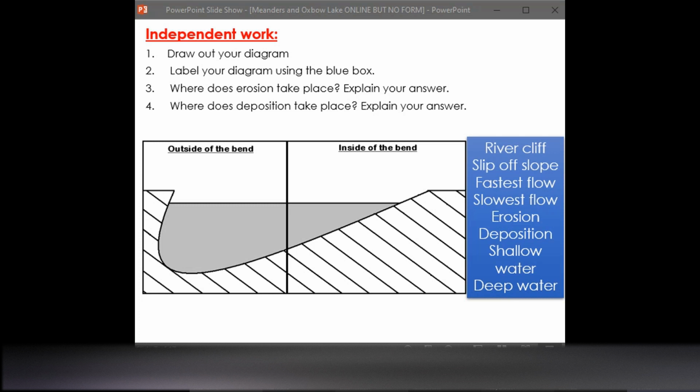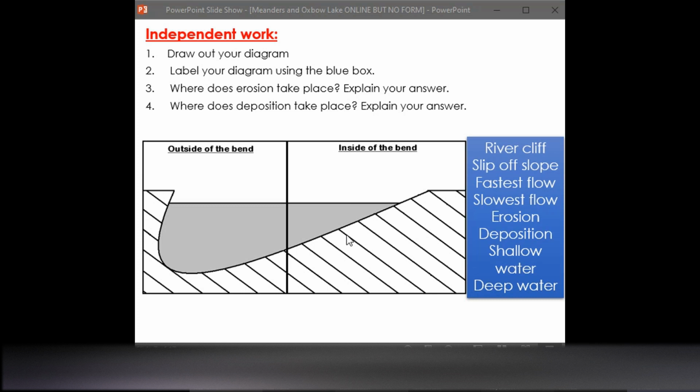Because these diagrams are a skill that we need to have in geography, and you'll often be asked about them in exams. So for this diagram, what we should have had was the river cliff was on the outside of the bend. The slip-off slope is this part on the inside of the bend. Fastest flow was on the outside, so that's where it was moving faster. And the slowest flow, so the slowest water, was on the inside bit. We get more erosion because of that fast water on the outside of the bend. And we get more deposition because it's slower on the inside of the bend.